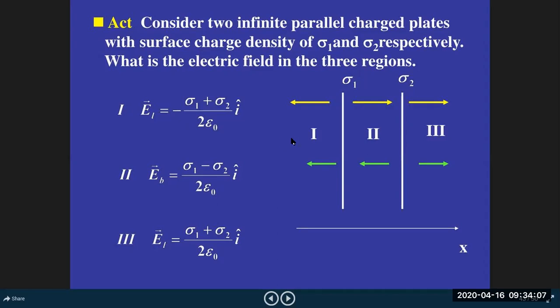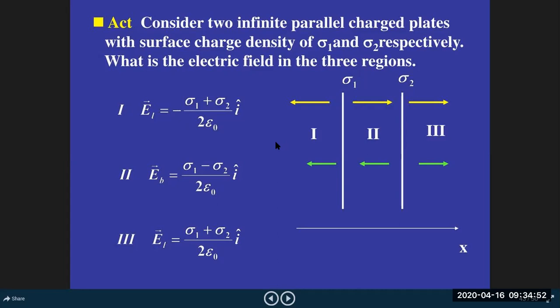So the electric field at any point on the left side of the two plates will be the vector sum of the electric field due to the first plate and due to the second plate, because each plate is an infinite charge sheet. Therefore, the electric field due to a plate is independent of the distance between the point and the plate. It will only depend on the surface charge density. Therefore, first of all, we have to find the electric field at the left of the two parallel plates.